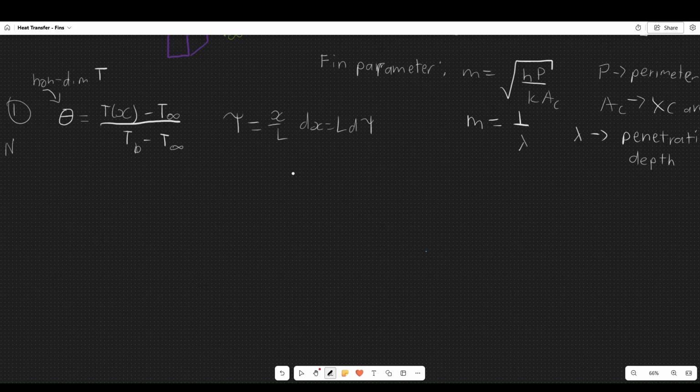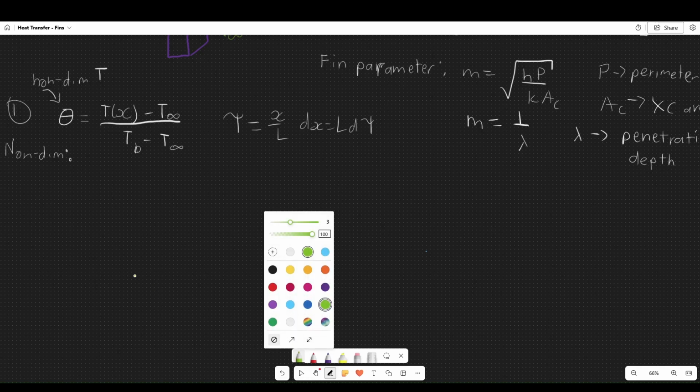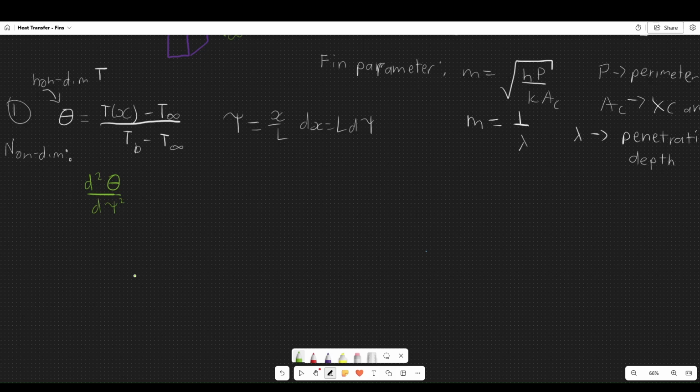So, non-dimensionalized. Perfect. Now that we have the non-dimensionalized variables, we need to put them into the new ODE. And so the new ODE is going to be d squared theta divided by d psi squared, right? And that's equal to ml squared times theta. So this is our new ODE.